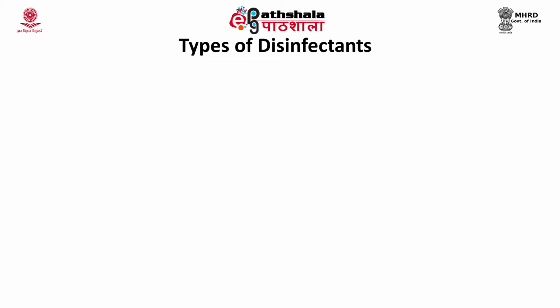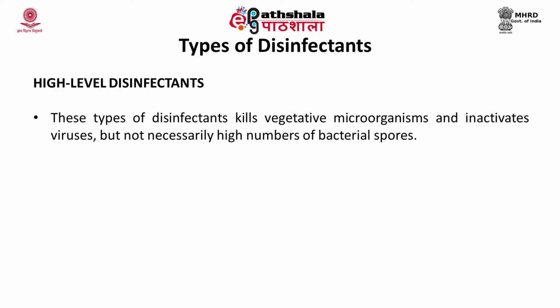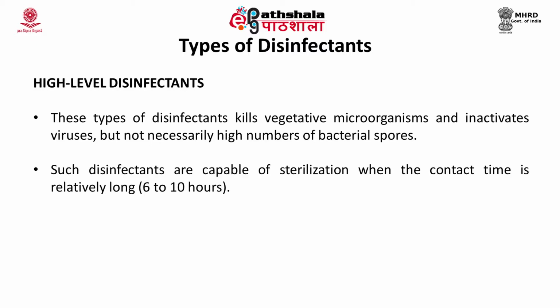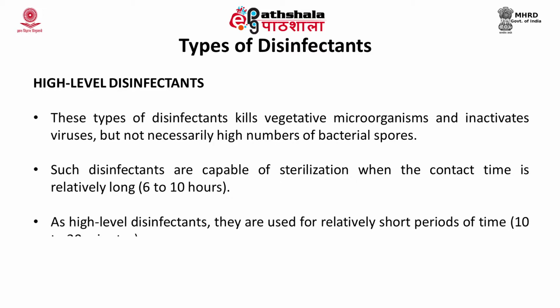The disinfectants are categorized into 3 activity levels according to the classification given by the US EPA. The first class is the high level disinfectants. These types of disinfectants kill the vegetative microorganisms and also inactivate the viruses, but not necessarily a high number of bacterial spores. Such disinfectants are capable of sterilization when the contact time is relatively long, approximately in the range of 6 to 10 hours.